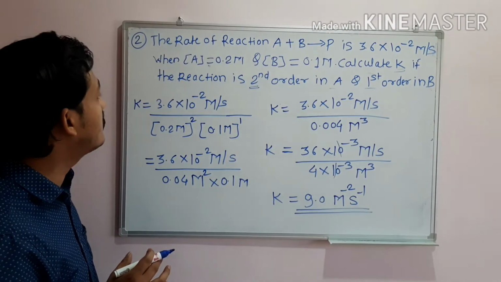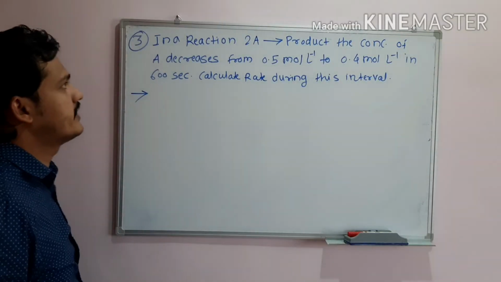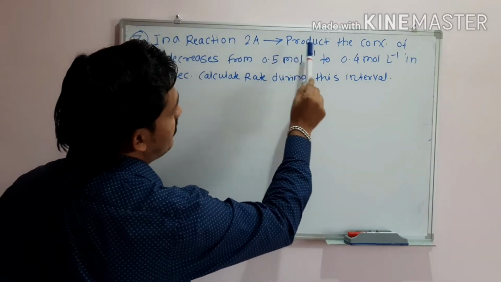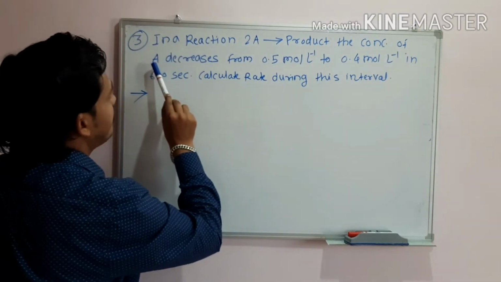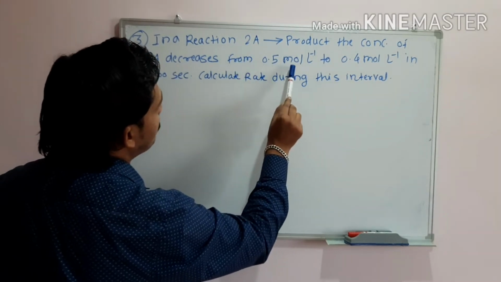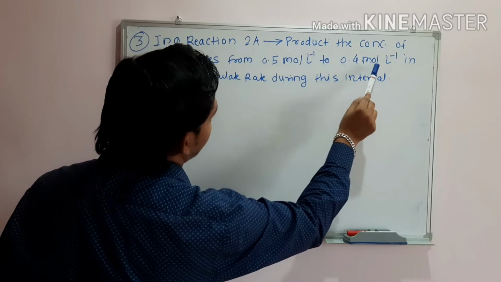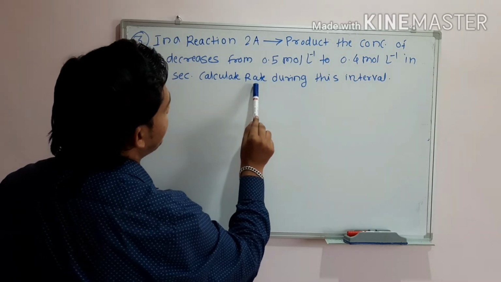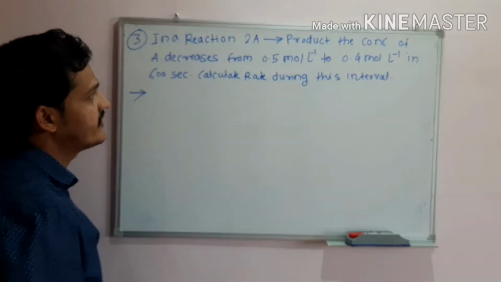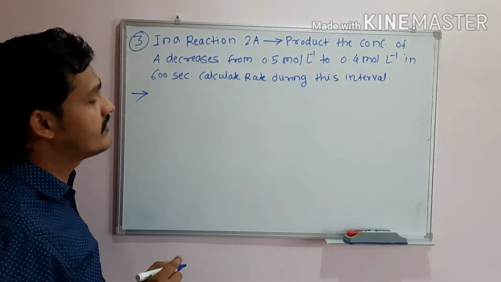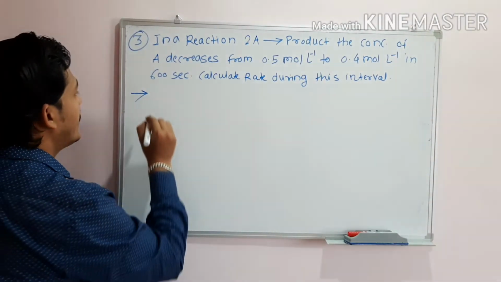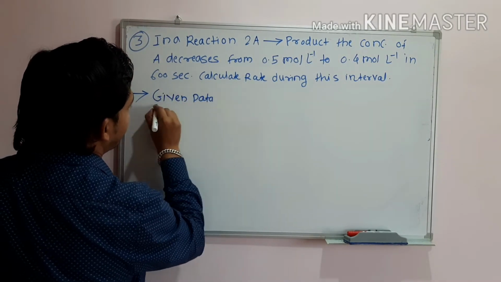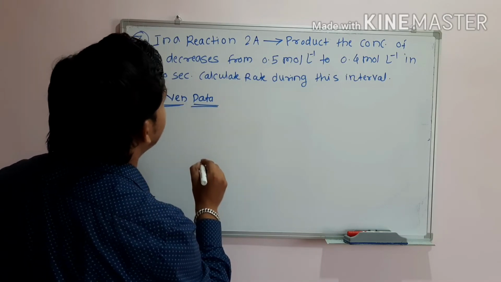Now let us move to the third problem. Our third numerical is: in a reaction, rate of A which gives product, the concentration of A decreases from 0.5 mole per liter to 0.4 mole per liter in 600 seconds. Calculate the rate during this interval. Okay, this is our numerical number third. First of all, we have to write the correct given data. That is our basic need. First of all, we have to write it clearly.